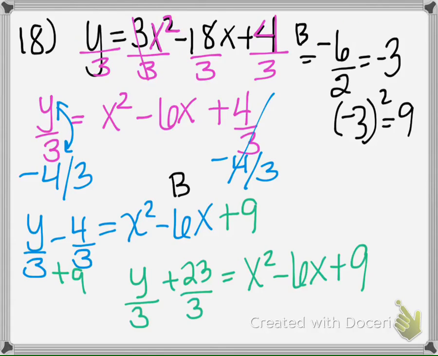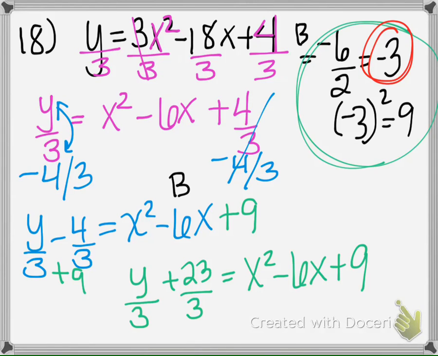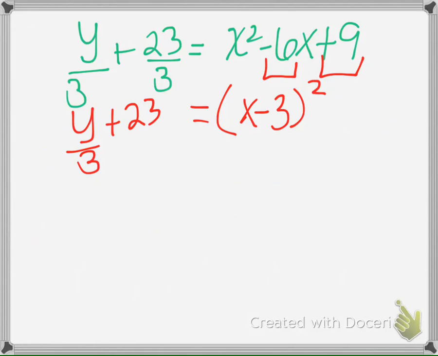So the whole reason that we did this here was so that now we can factor it. So what multiplies to 9 and adds to -6, and it's always our b value here. So x minus 3 times x minus 3. But instead of writing it that way, we're going to write it this way. And now we're going to get the y back to being by itself, so we're going to subtract 23/3.